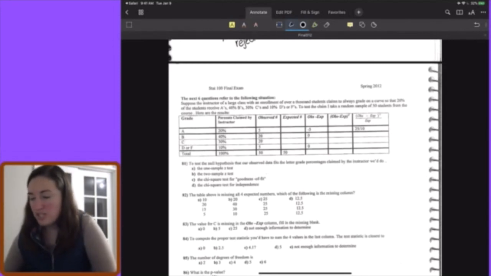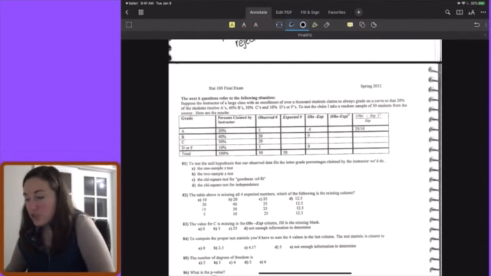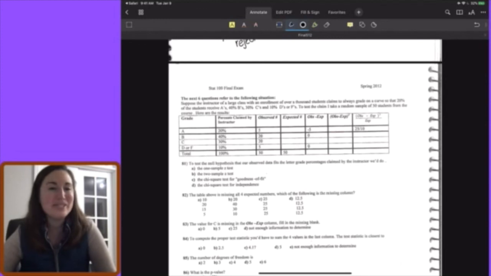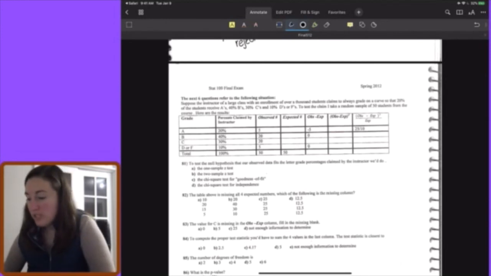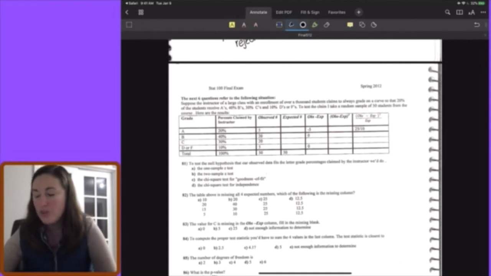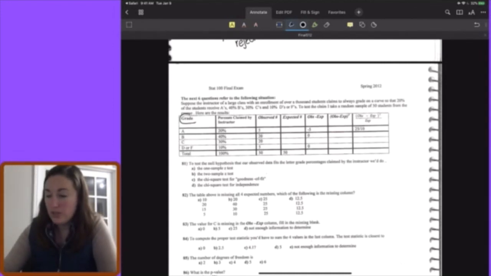It says, suppose the instructor of a large class claims to grade on a curve. These are the percentages that they use. Let's go ahead and test the null hypothesis that our observed data fits the percentages. So we're gonna see if this is the case. With this one, I would go ahead and fill out the chart. And what I have here is one variable, their grade, with 4 categories.